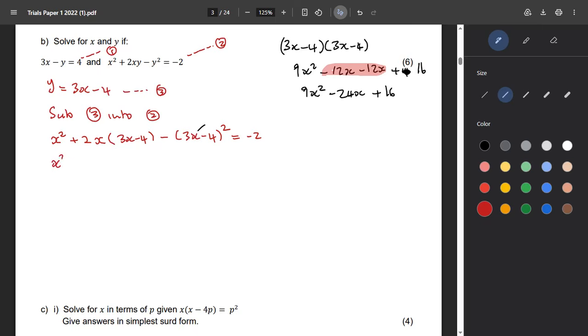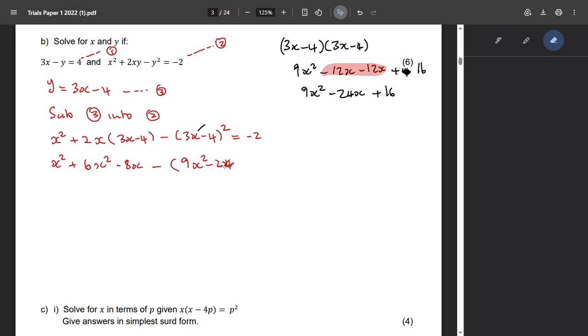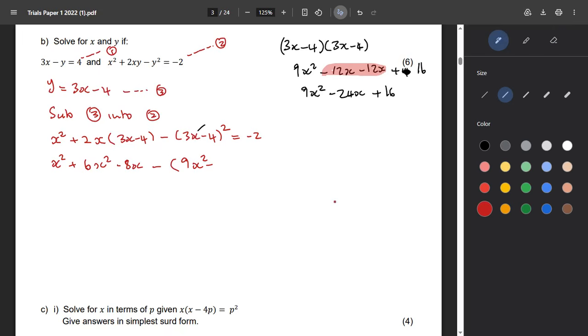So this will be x squared plus, multiply out the bracket by 2x now. 2 times 3, that's like 6x squared. 2 times minus 4, that's minus 8x. Then minus inside the bracket, this is 9x squared minus 24x. For sure, now you're asking yourself, why am I putting this inside the bracket? The answer is simple, because the negative multiplies everything inside that bracket. So this will be 24x plus 16. Then let's bring the 2 this side to be positive 2, equate everything to 0.